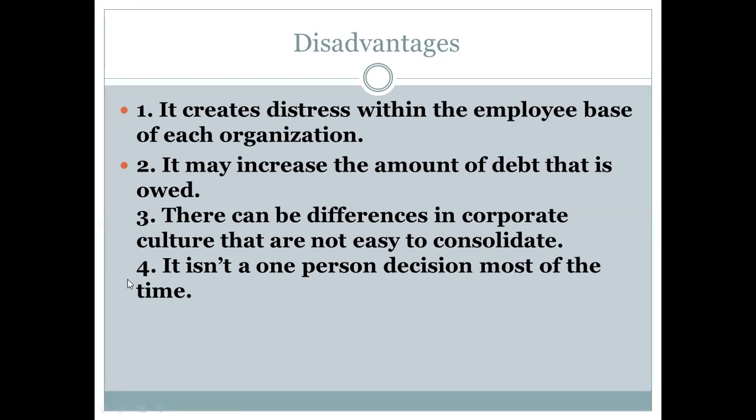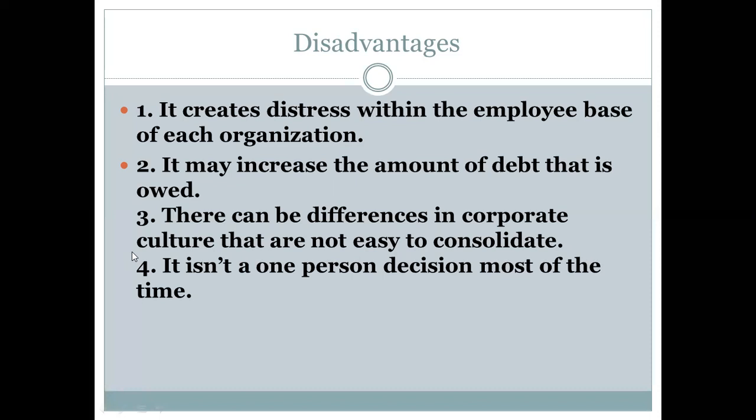The last point is that it isn't a one-person decision most of the time. The merging and acquisition process is not a one-person decision. The consent must be given by both parties, company A and company B. The owners and the top management have to make one mutual decision, and on that mutual decision all the processes of production and distribution are carried out.